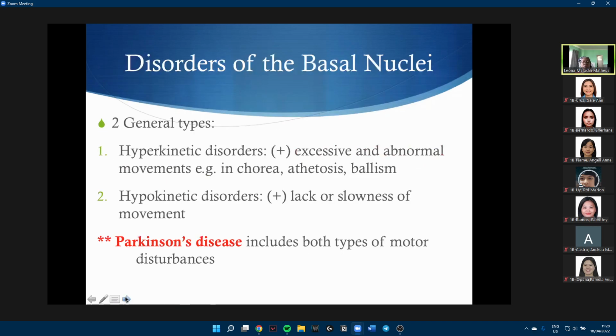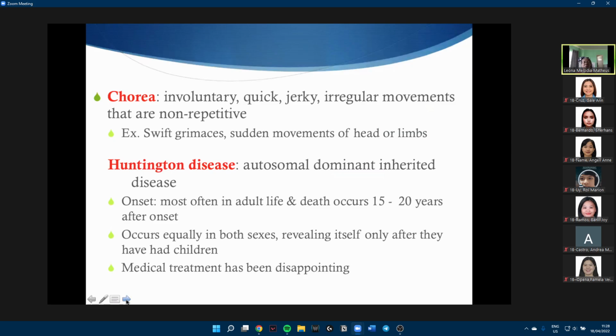Okay? Now, what about the disorders? There are two general types of disorders. You have what we call the hyperkinetic, where you have excessive and abnormal movements exemplified by the following conditions. And you have your hypokinetic disorders, which is a lack or slowness of movement. We specifically point out Parkinson's disease because this disease includes both types of motor disturbances. Okay? So let's point out first chorea.